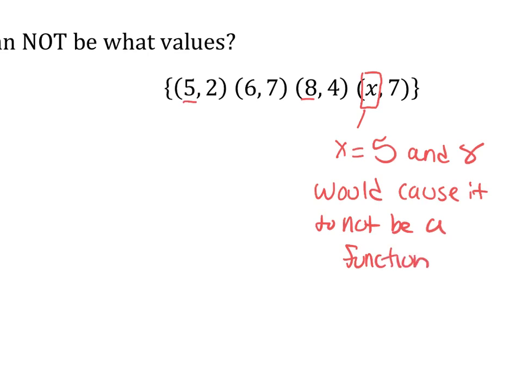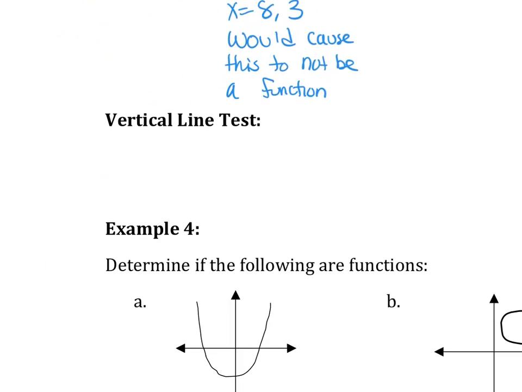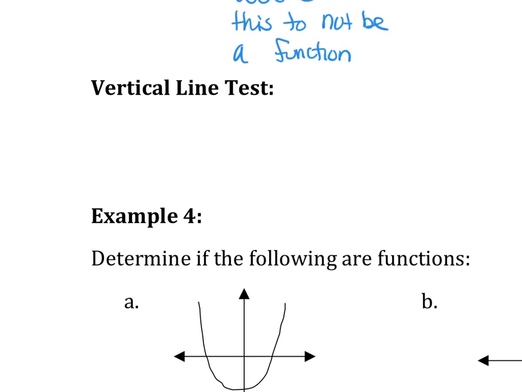Okay, so this is how you can identify a function if you are just looking at a list of points, if you just have your set of ordered pairs there. There is a way that we can determine if a graph is a function just by looking at a graph. And we can use what's called the vertical line test.